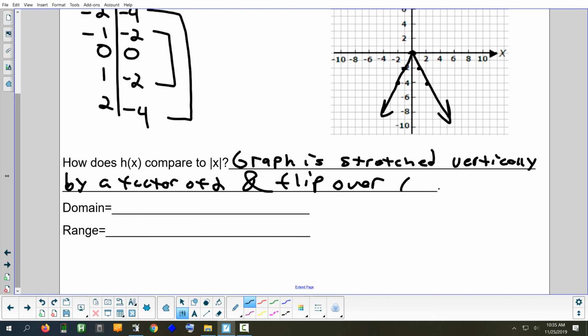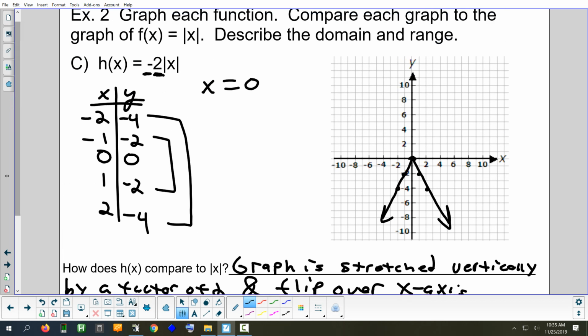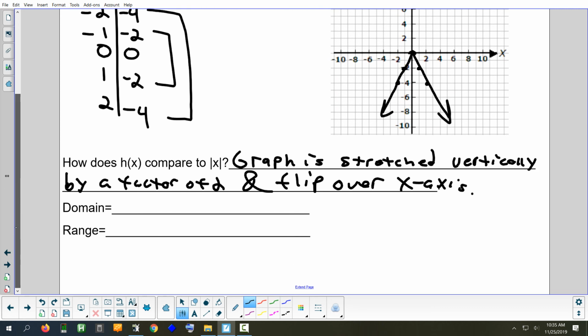Flip over x-axis. Right, so we had to write 2 things because there were 2 things, a 2 and a negative. Now, what's the domain? All numbers. It's still a V shape, even though it's upside down. It's still going to go left and right forever. All numbers.